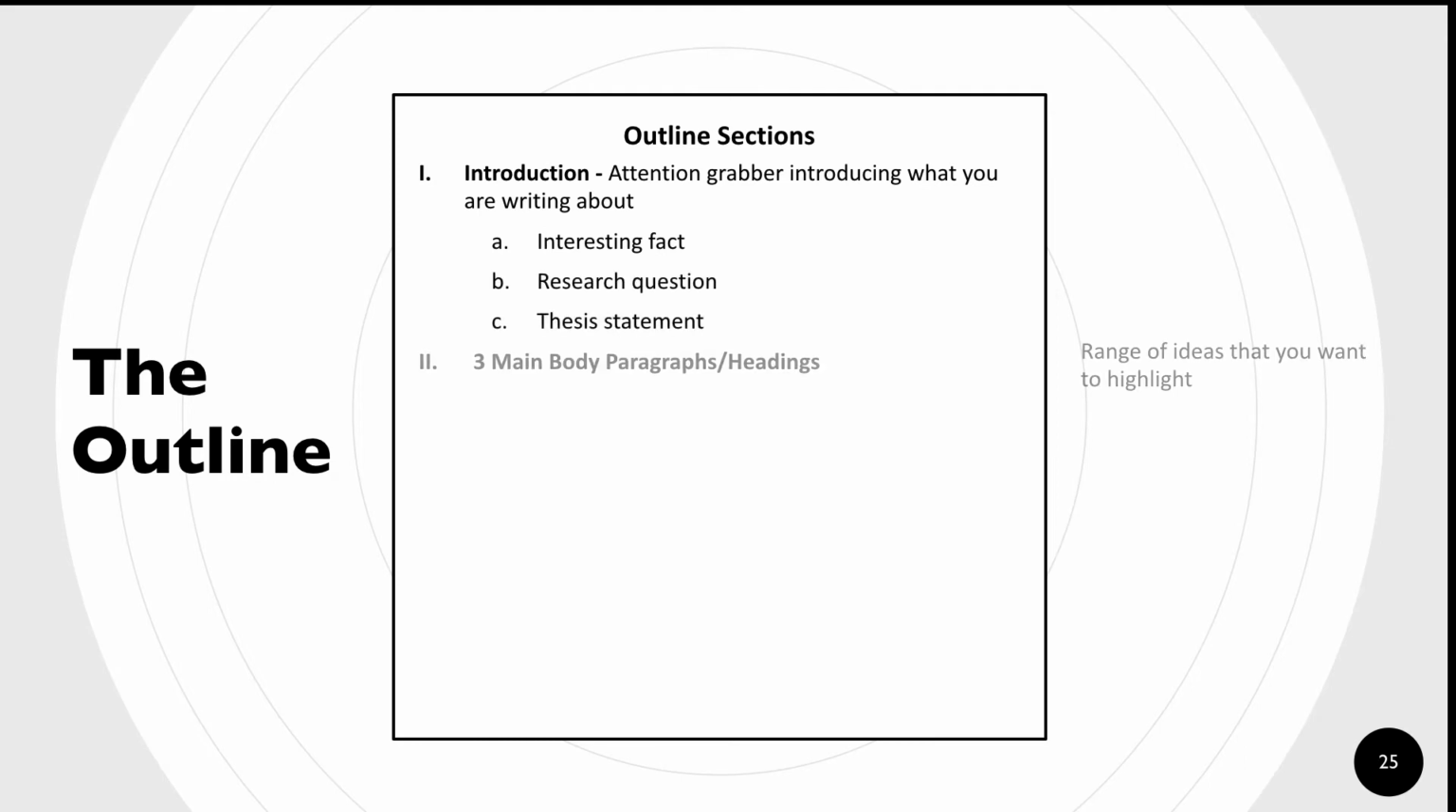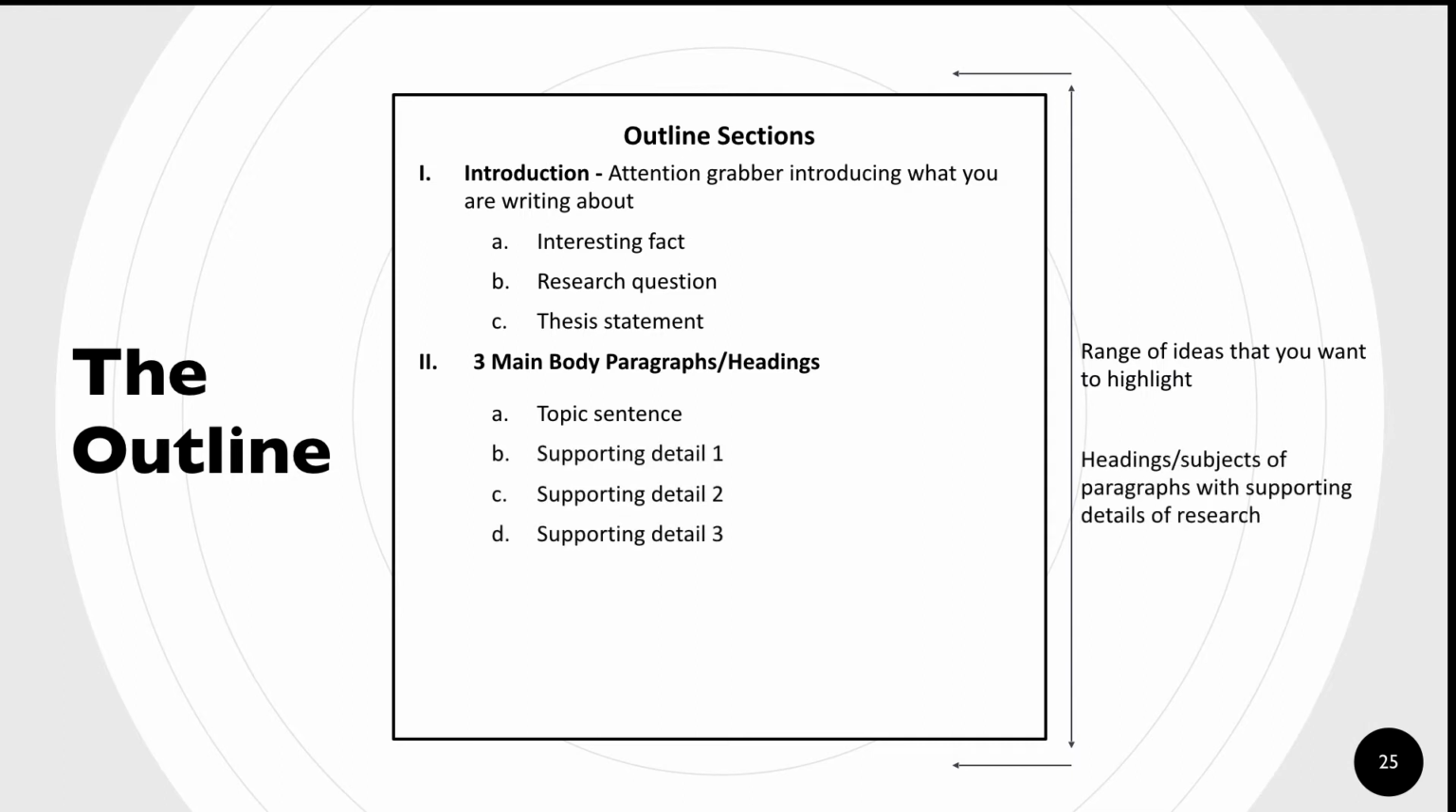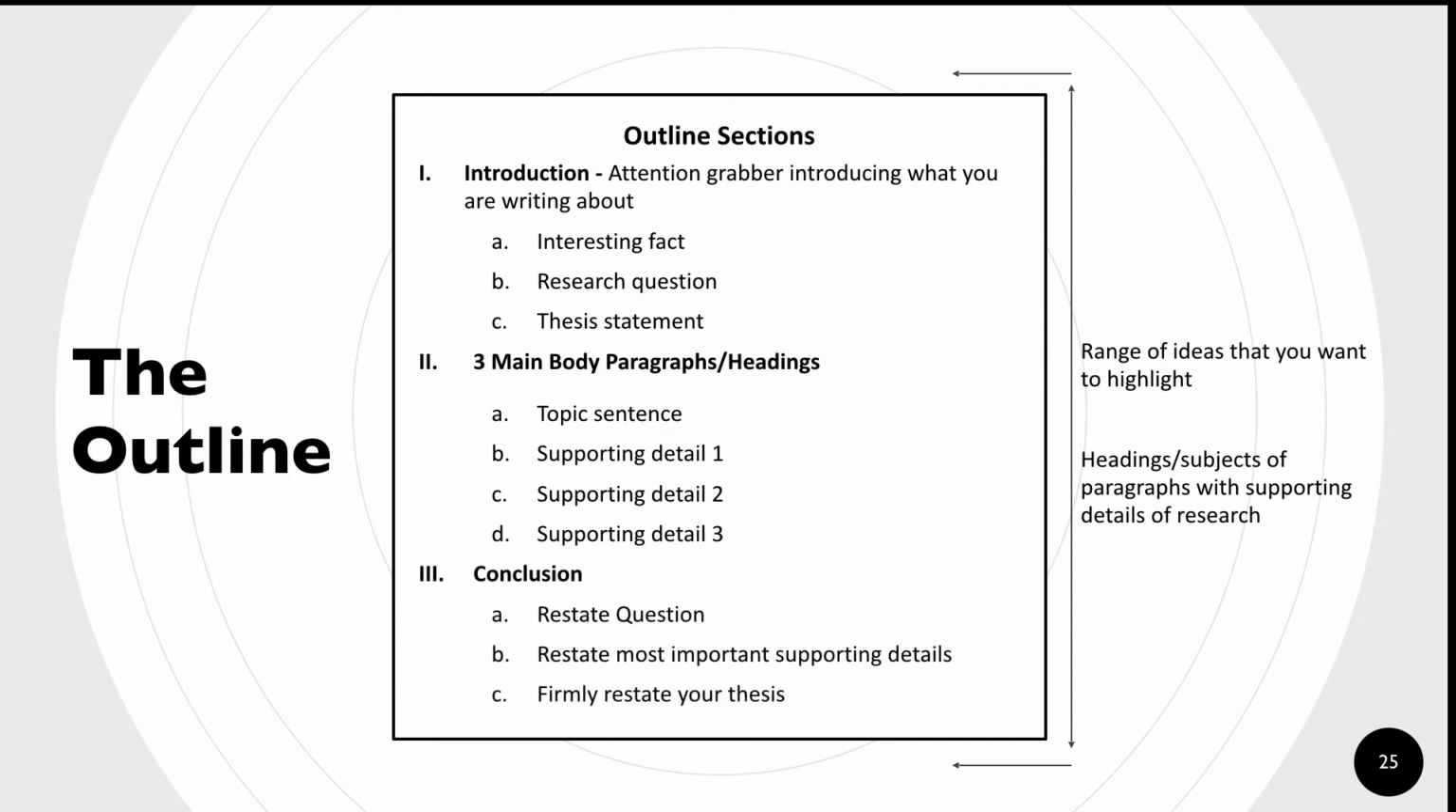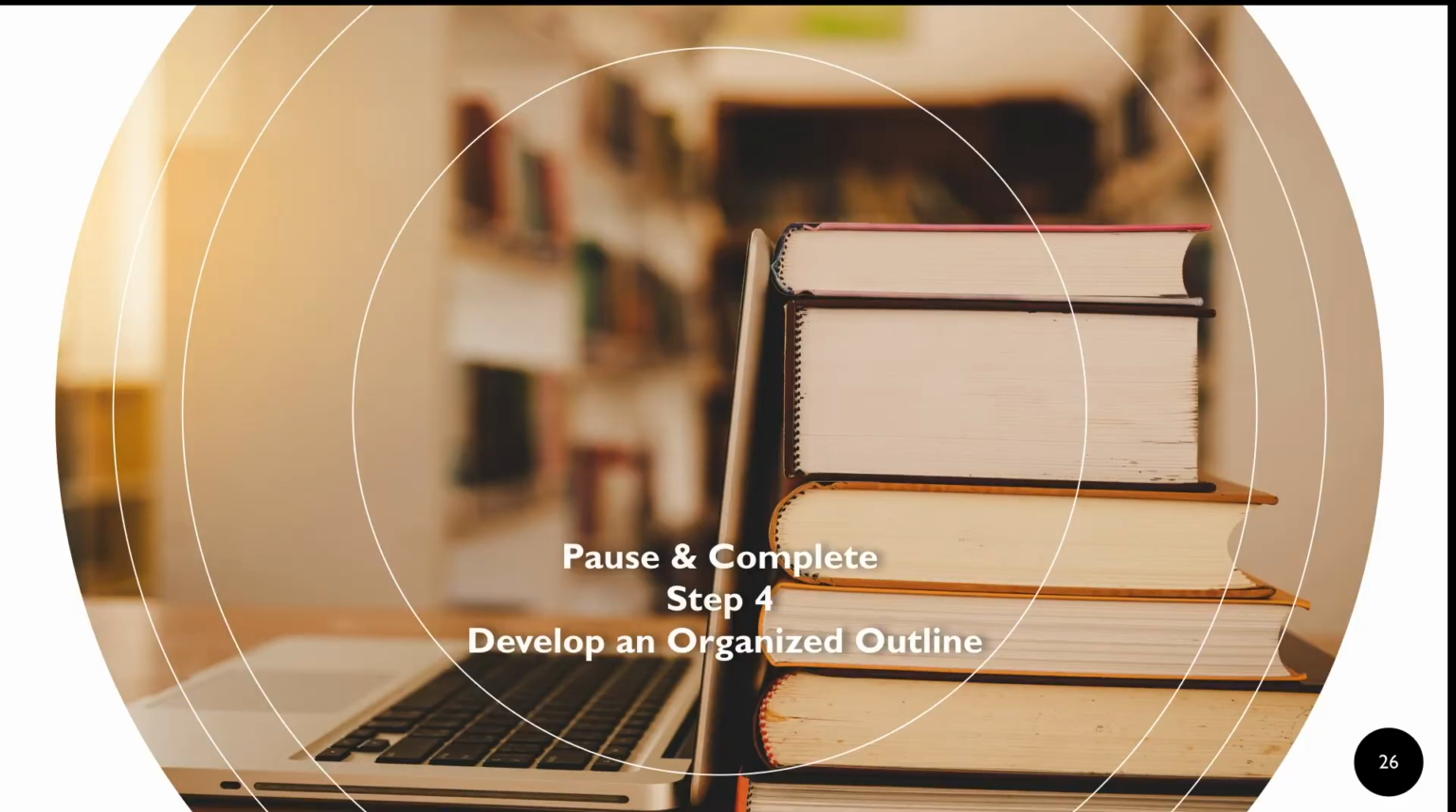Then, develop the body of your work. Each paragraph you write will have a subtopic to discuss, and will always be the first sentence of that paragraph. The sentences that follow contain your supporting details. In your conclusion, restate your question, restate the most important supporting details you wrote about, and firmly restate your thesis. With a good outline, your paper will nearly write itself. Put the time in up front. Pause and complete step 4.